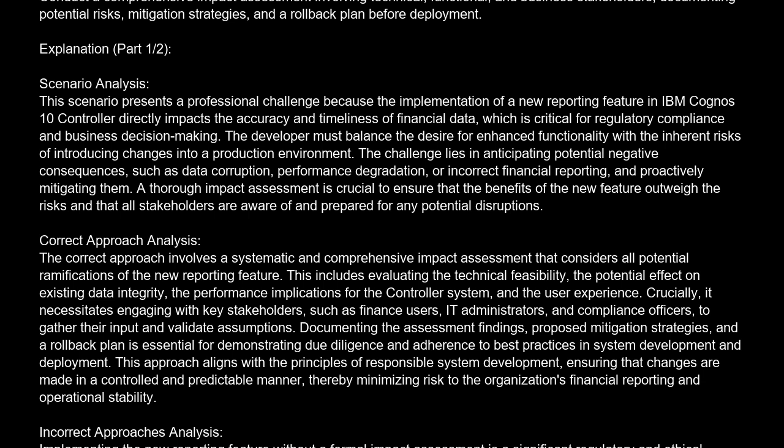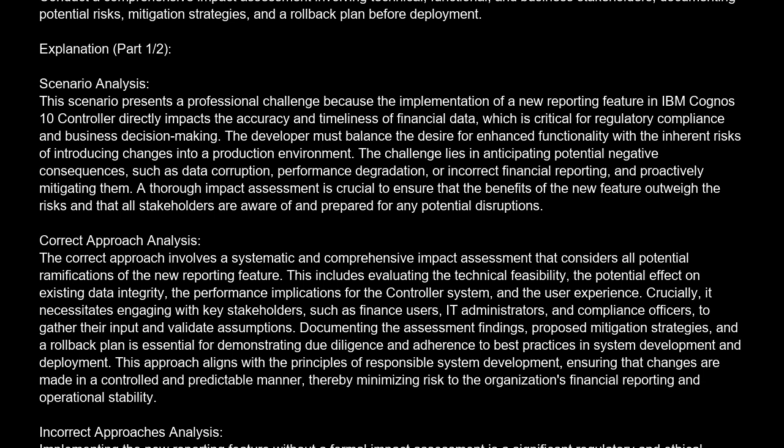Documenting the assessment findings, proposed mitigation strategies, and a rollback plan is essential for demonstrating due diligence and adherence to best practices in system development and deployment. This approach aligns with the principles of responsible system development, ensuring that changes are made in a controlled and predictable manner, thereby minimizing risk to the organization's financial reporting and operational stability.